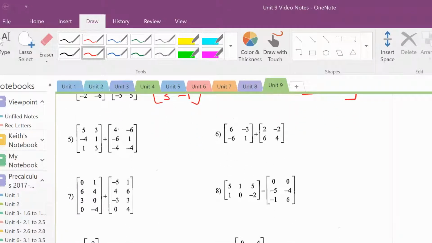Same thing for these ones. You're going to add and subtract. The only difference in number 8 is undefined because they are not identical dimensions. This is a 2 by 3 and this is a 3 by 2. They are not the same dimensions.